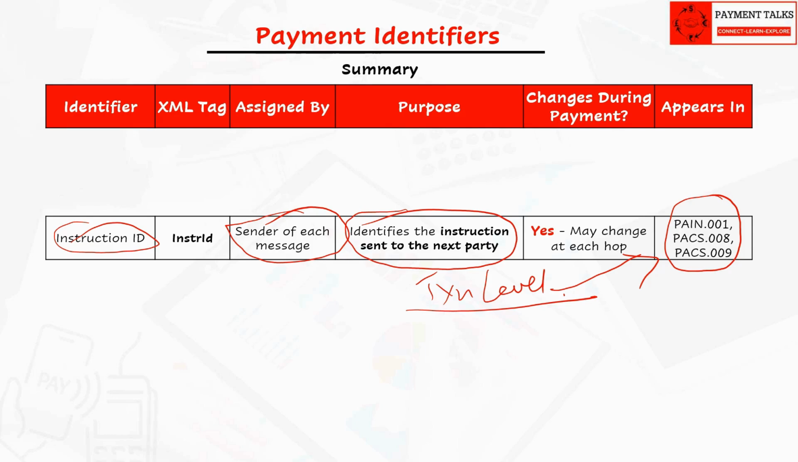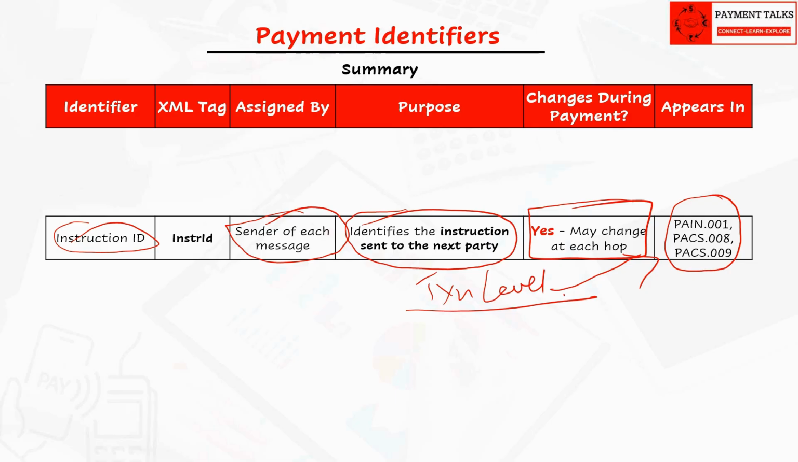Key rule is the instruction ID is a point-to-point reference. It changes at every hop. It identifies the instruction from the current sender to the immediate next party. The clearing system does not assign an instruction ID.